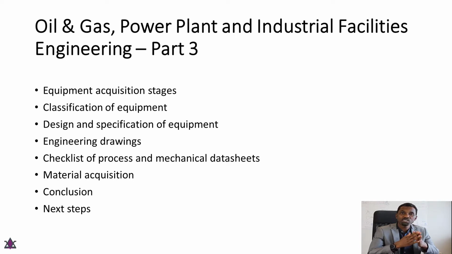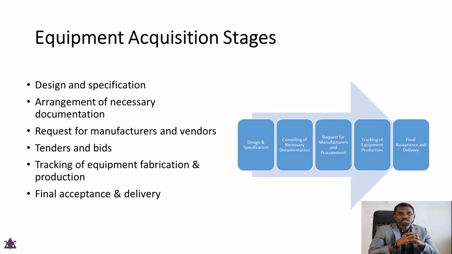We are going to look at a checklist on process and mechanical data sheets. We are also going to look at material acquisition, then we will conclude on this talk as well as talk briefly about what is going to be discussed in Part 4 of this oil and gas series. So with respect to material acquisition, there are basically 5 stages.